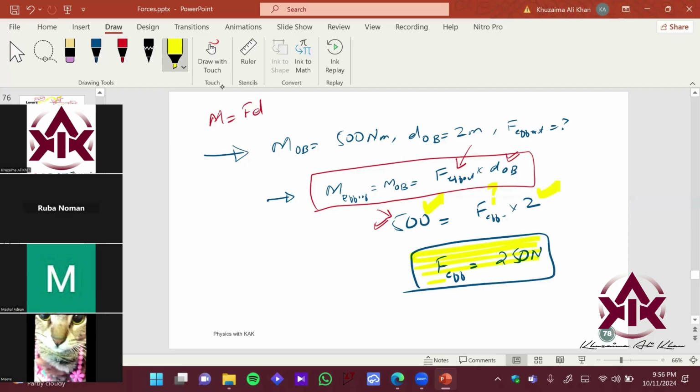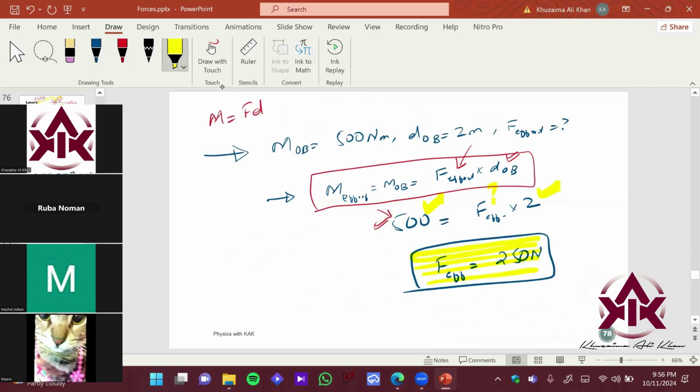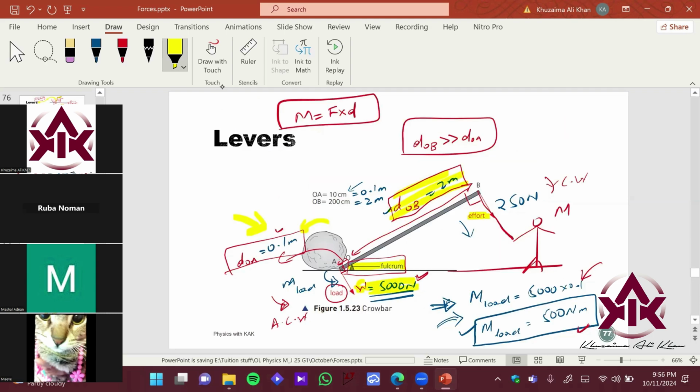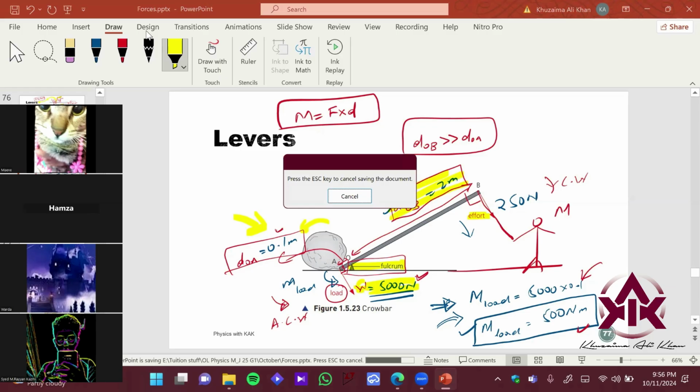So this is the force which you at least need to start rolling or picking up the stone. Let's compare the 5,000 Newton weight of the stone with just 250 Newton needed to move it over. That is the benefit of levers. Now, does that make sense? Give me a thumbs up if it makes sense. Okay, good, perfect.